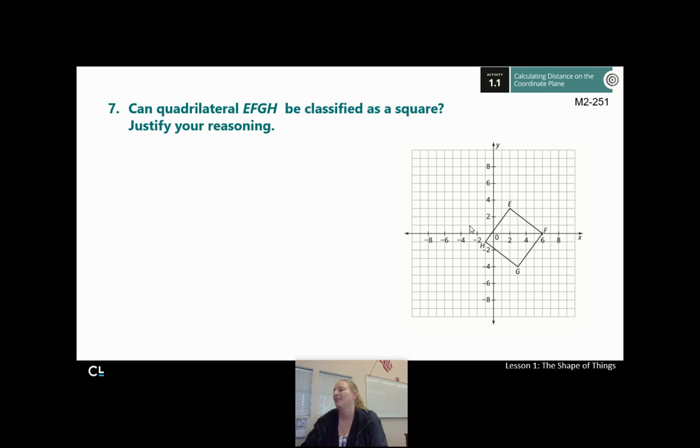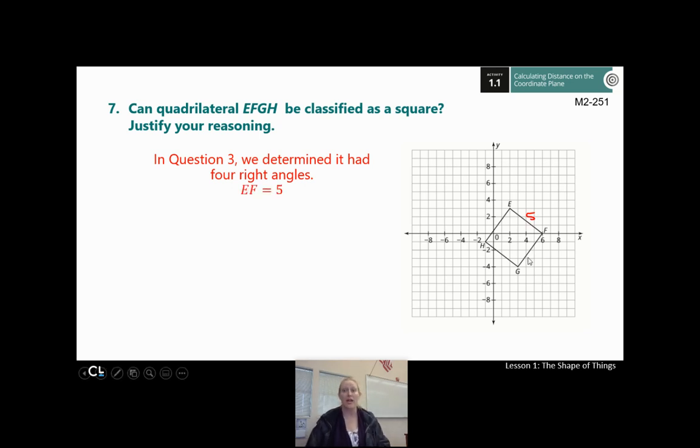All right, guys. So I'm just making note of a few things here. Ooh, I need my pen back. First of all, we already know we have 4 right angles, right? On question 3, we already said, hey, we have 4 right angles. We looked at the slopes. We also already know that side EF is 5. So we just need to show that the other 3 sides are also 5. So we're going to use the distance formula to help us do that.